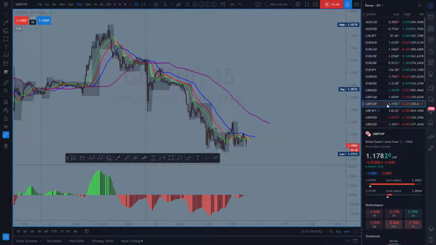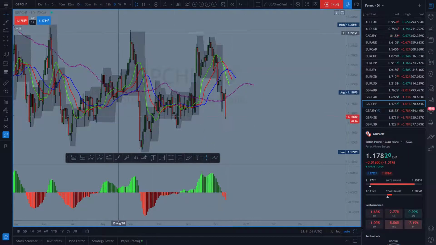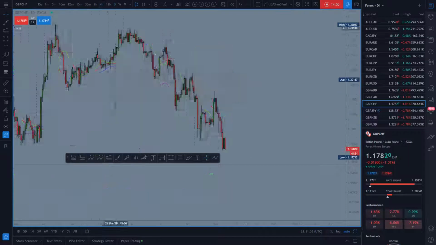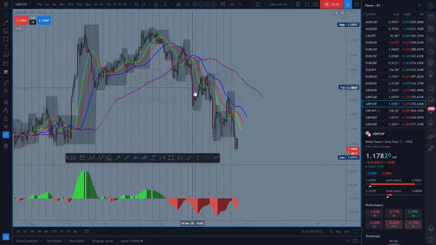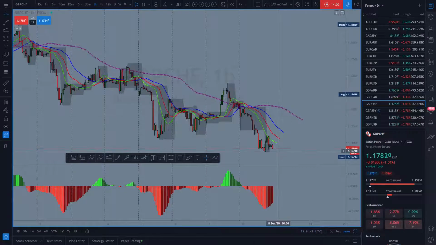Similar story about GBP CHF. The daily chart is breaking below these levels, still pretty sideways. 4-hourly chart has been creating these waves, and the hourly chart has created a famous setup.